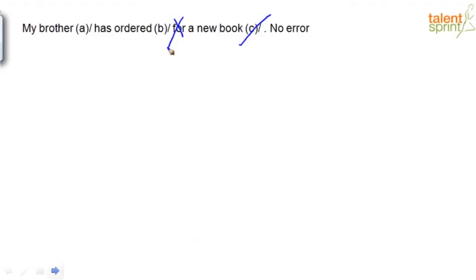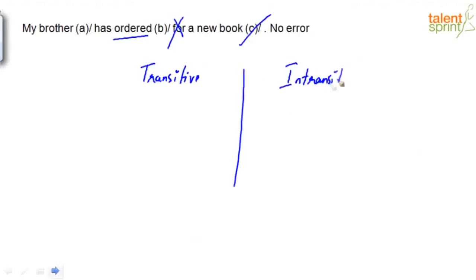Why do I need to delete this for? What's wrong with that? Now notice this. This is your clue word, ordered, right? These are transitive verbs. Now that might sound a little Greek and Latin for some of you, right? So you have something called transitive and intransitive verbs. I'm assuming most of you know it. If you don't, we'll quickly look at it. So transitive verbs take up an object, okay?